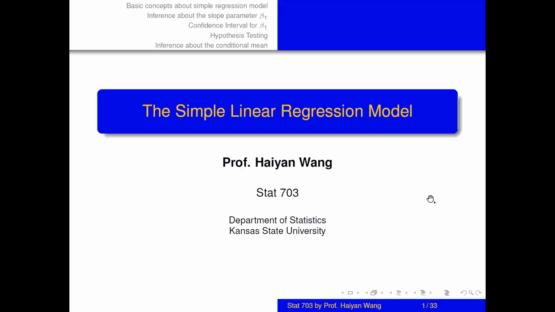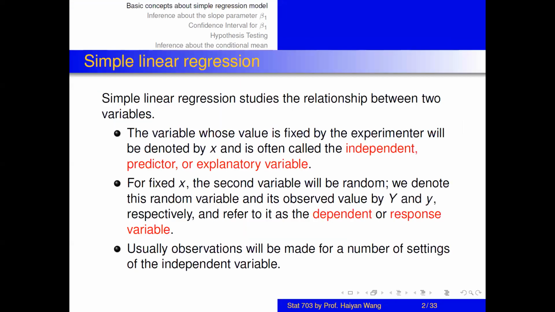In this lecture, we're going to learn simple linear regression. Simple linear regression is the simplest form of studying relationship between two variables. One variable, we call it a response variable, or call it a dependent variable.